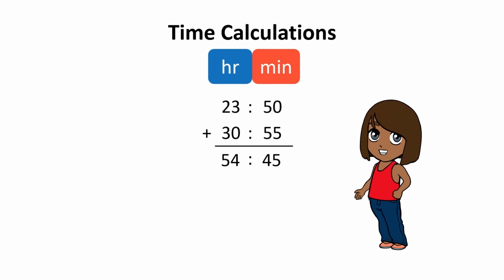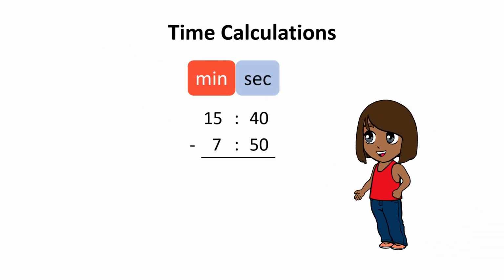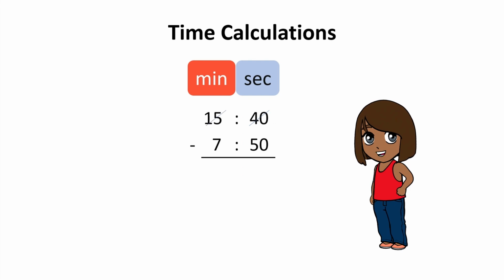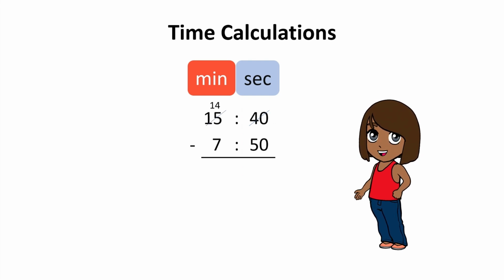Let us take a subtraction question. Here, it involves minutes and seconds. Here are the steps. First, subtract the seconds portion. You cannot subtract 50 from 40. So, borrow 1 minute equals 60 seconds from minutes.